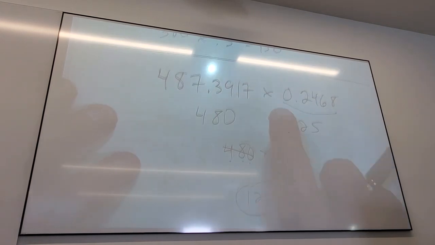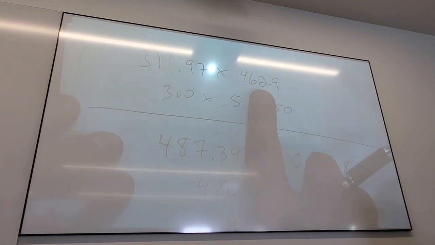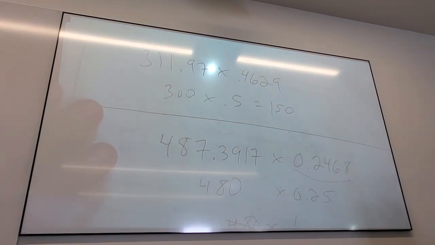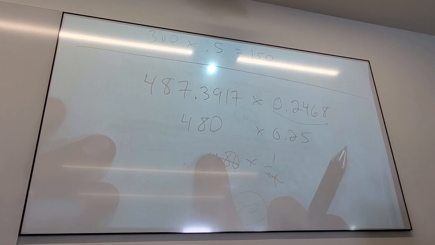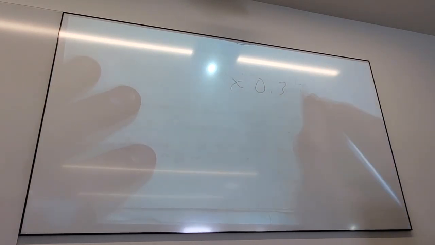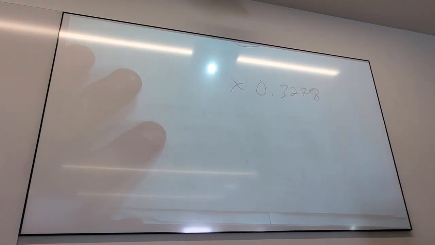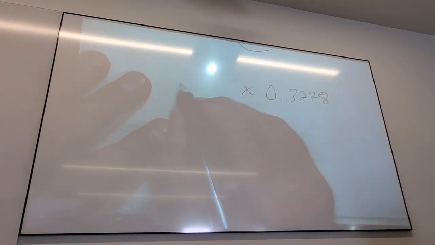So sometimes when you estimate, I want the decimal to become some nice decimal, something that's gonna work well. 0.5 is great because it's half. 0.25 is great because it's a fourth. What about if I have times 0.3278? Does anyone know what I could do with that?